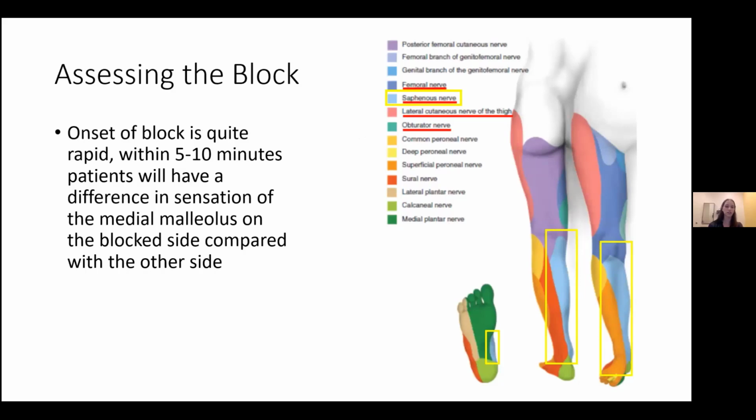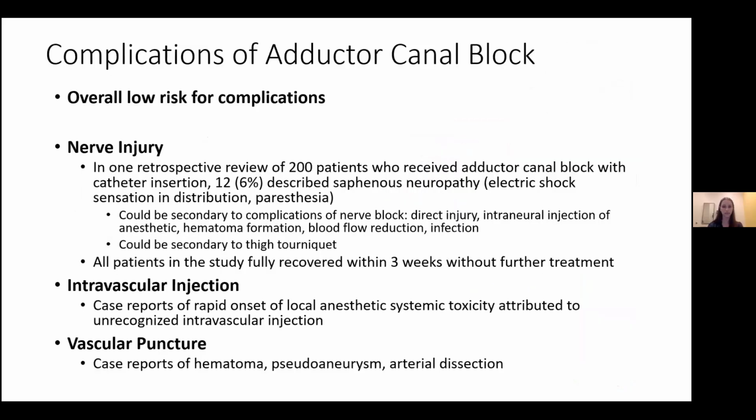Because it's a small sensory nerve, the onset of the block is quite rapid. So within 5 to 10 minutes, the easiest place to assess it is at the medial malleolus. They should have reduced sensation on that side compared to the other side. It's a little bit difficult to assess that right at the knee. So I think the medial malleolus is quite specific for the saphenous nerve, and that's the best place to check it.